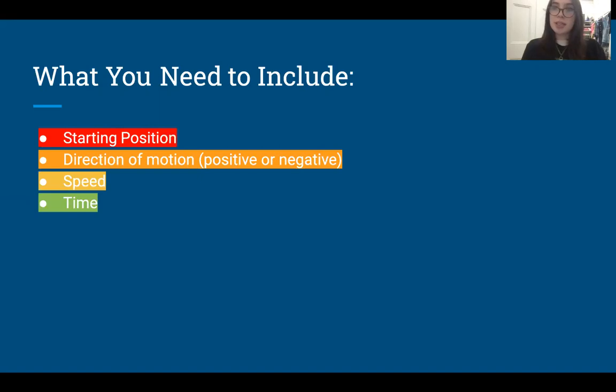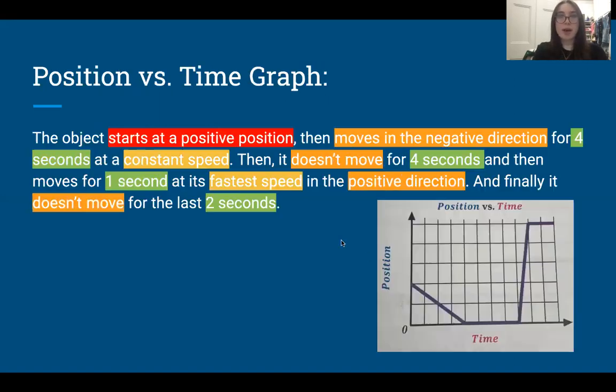You see these highlighted here, and there are certain colors, and for our examples, they will be coordinated with the colors as well. So the starting position will be in red, the direction of motion will be in orange, speed yellow, time green. First we're going to start with our position versus time graph. What we're going to do with this example and the next one is I'm going to read through it and then we're going to go back and break it down.